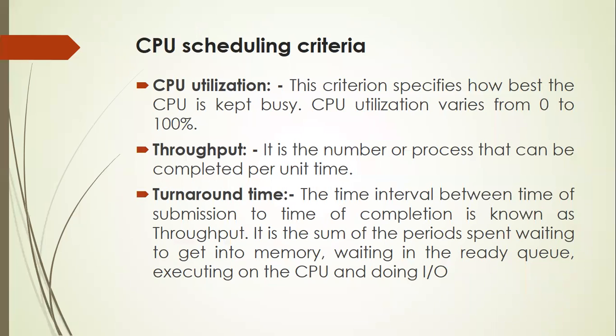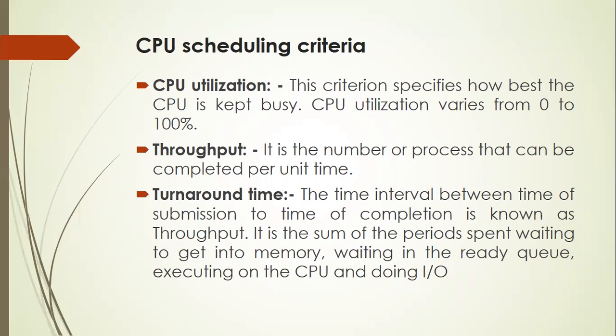Next, there are so many algorithms: first come first served, shortest job first, round robin, etc. Then, which is a better algorithm for my application? That is decided based on some criteria. Some of the criteria related to CPU scheduling policies are: the first one is CPU utilization.